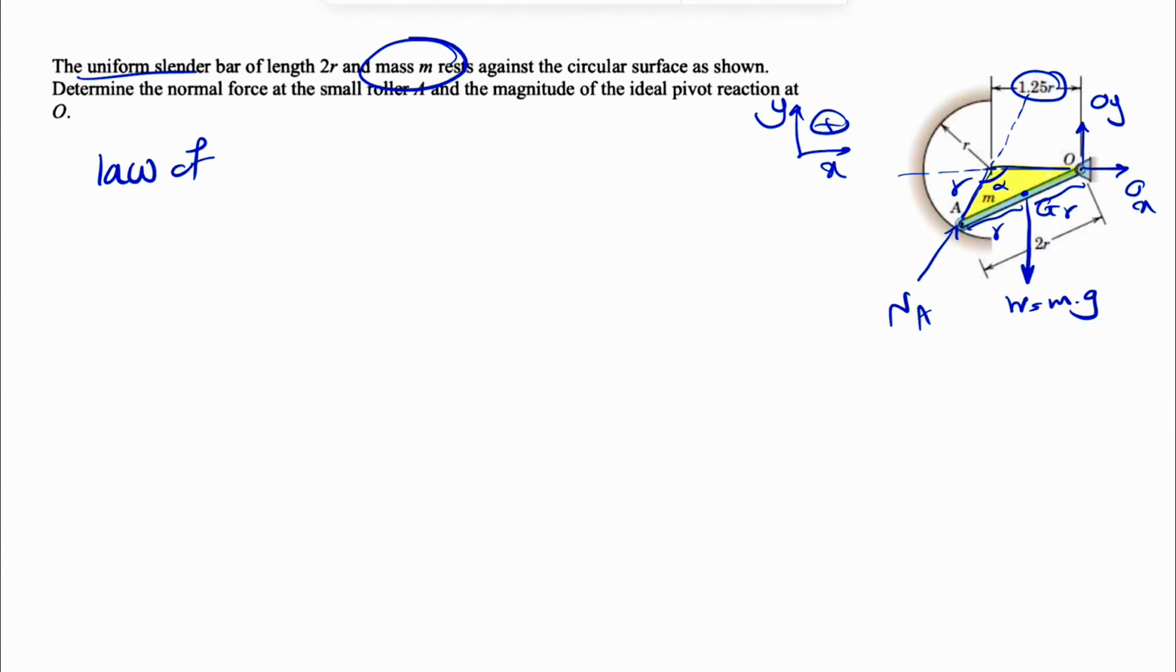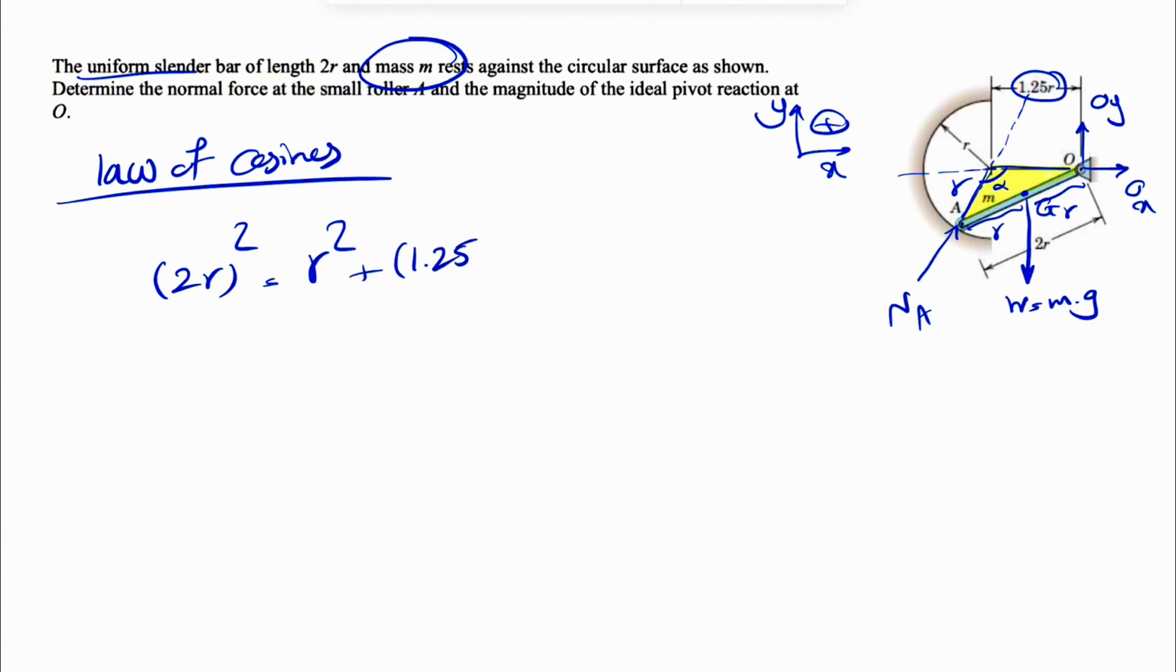Let's call it alpha. And if we want to do the law of cosines, we know that the long side, which is 2r squared, is equal to r squared plus 1.25r squared minus 2r times 1.25r times cosine of alpha. So from here we can find alpha. So we can just divide by r squared in here because we have r squared in each of these, so it will be canceled out at the end.